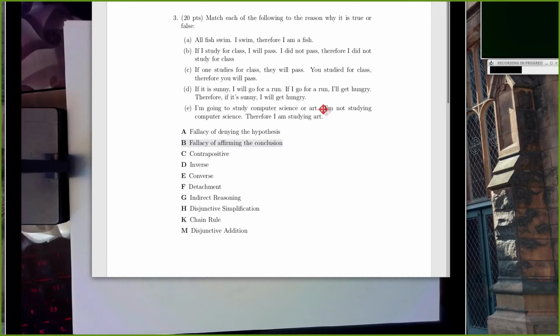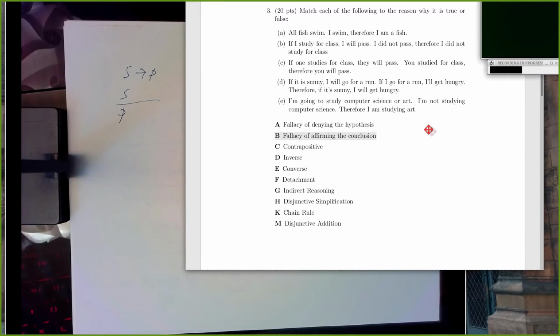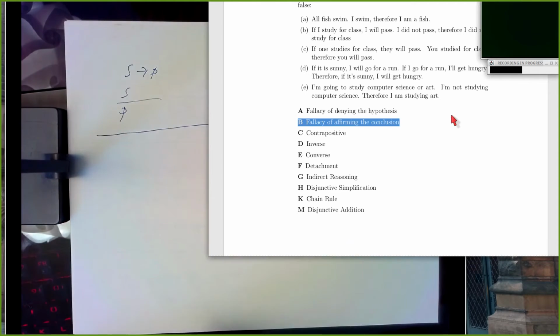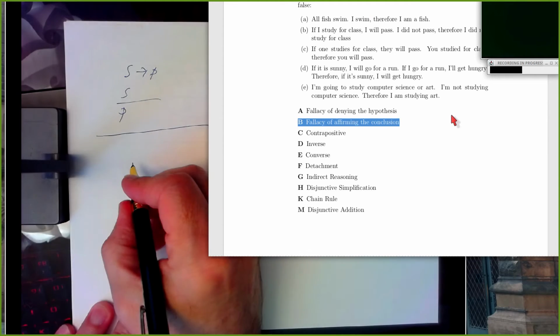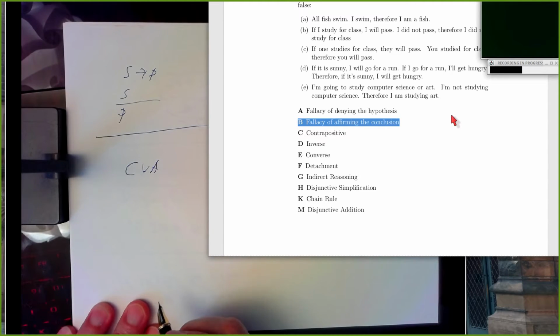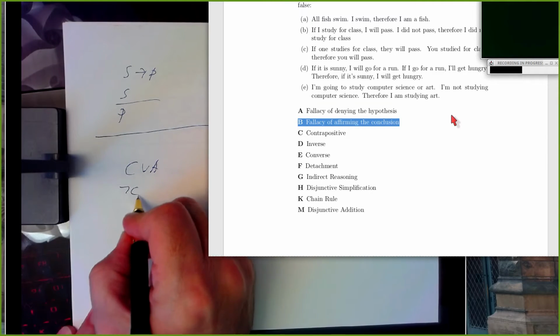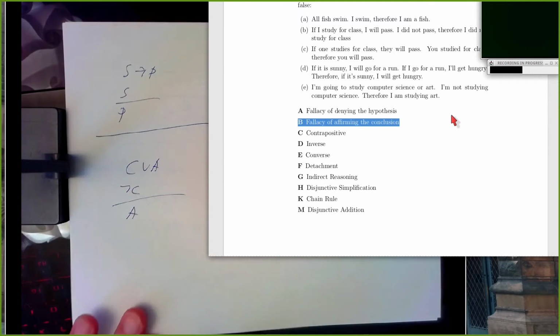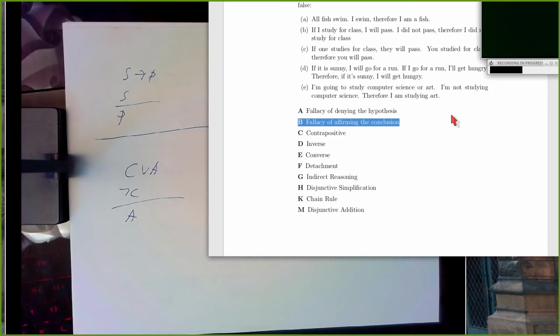And then the last one: I'm going to study computer science or art. I'm not studying computer science, therefore I'm studying art. So if C is the proposition, I'm studying computer science, and A is the proposition, I'm studying art, this first statement says C or A. The second statement, I'm not studying computer science, says not C. And the conclusion is I'm studying art, A. And that's disjunctive simplification.